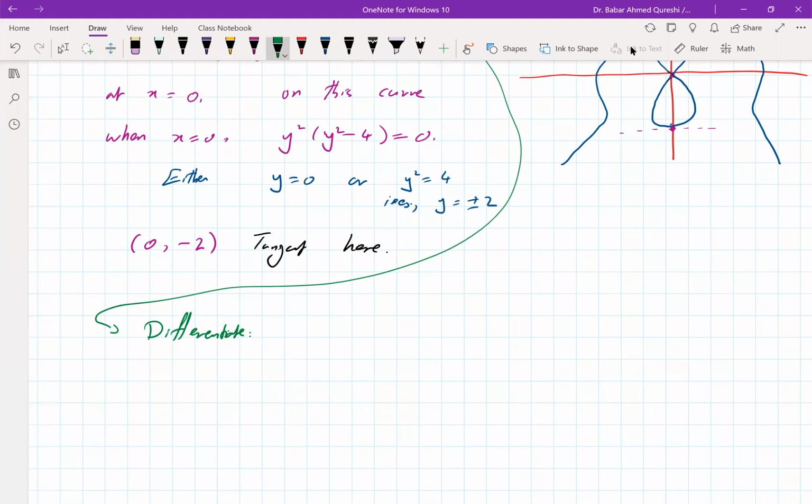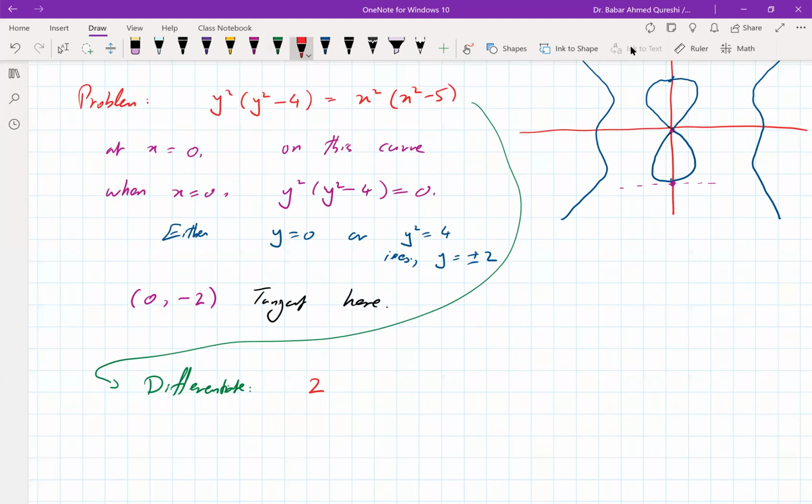So when I differentiate, I get 2y, y dash, this guy as it is, plus this guy as it is, and the derivative of what's inside. So 2y, y dash, 4 is a constant, gives you 0. And then on this side, I get 2x, x squared minus 5, plus x squared, 2x. That's it.